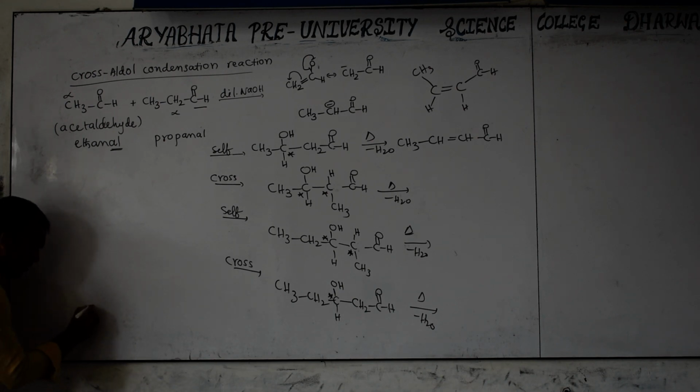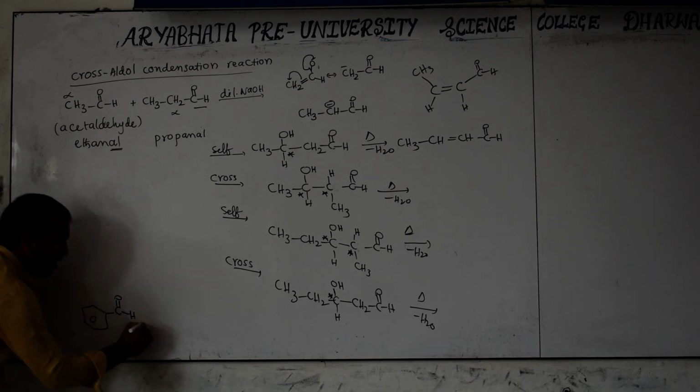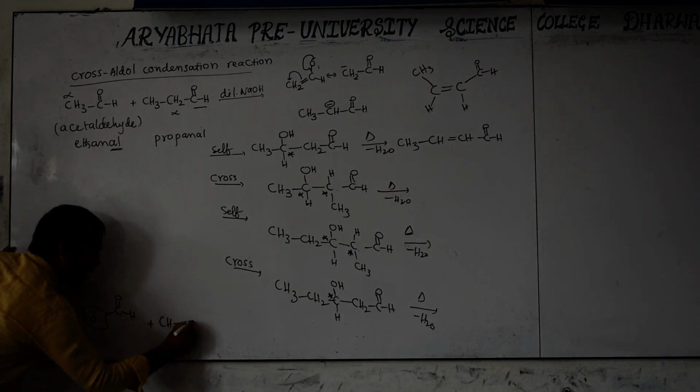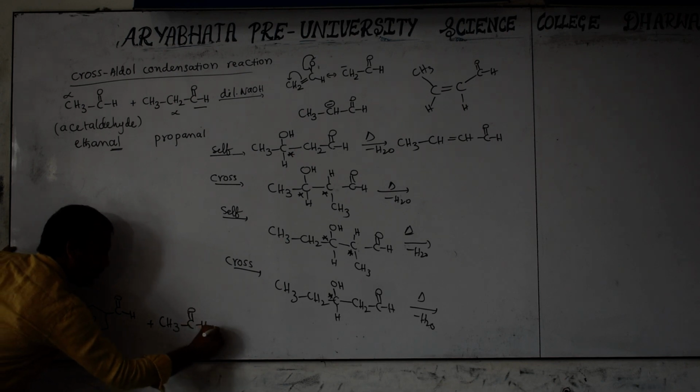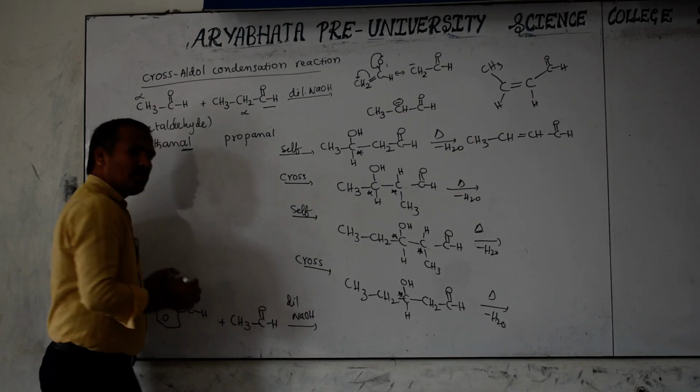One is what we call benzaldehyde. Another one is acetaldehyde. This is NaOH, dilute NaOH.